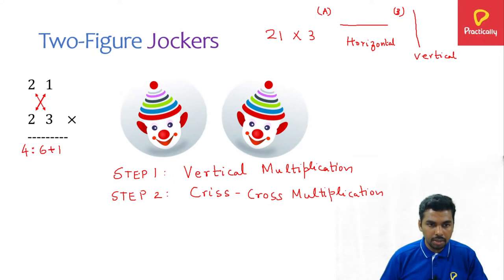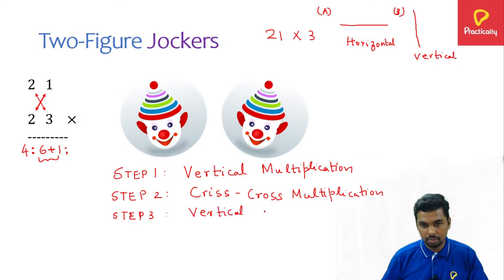In between, I am just putting this colon so that I understand that this is step 2. This much is step 2. Now I'll put a second colon here, and I'll write what is step 3. So step 3 is again vertical. So this is vertical multiplication.